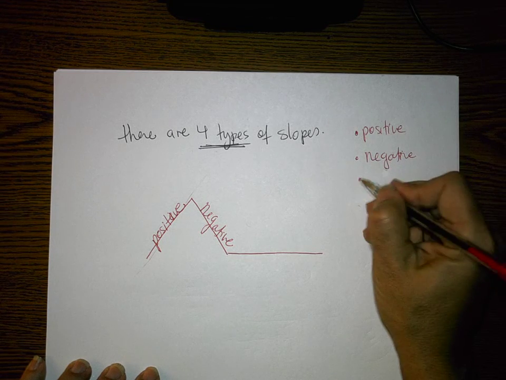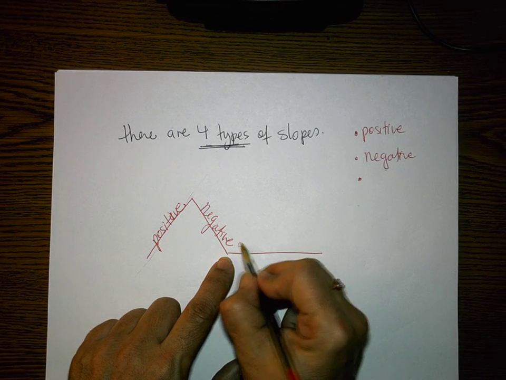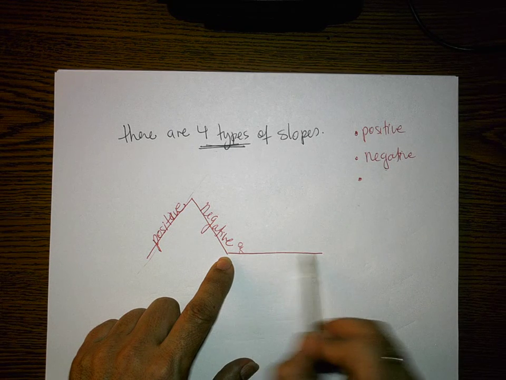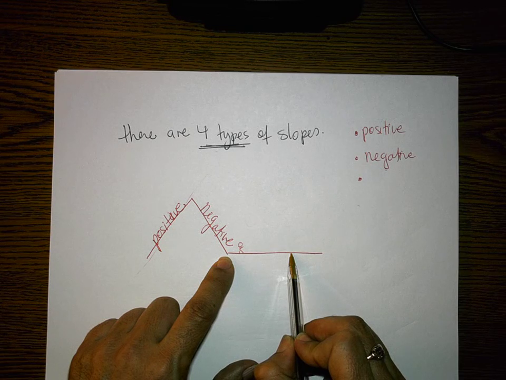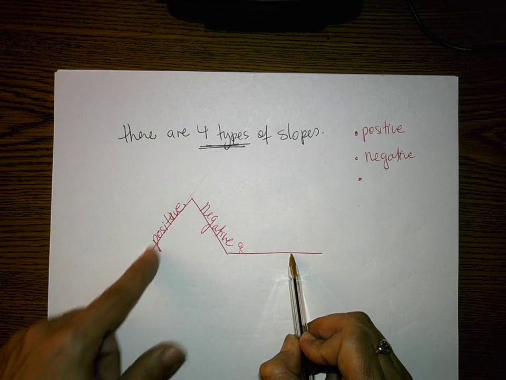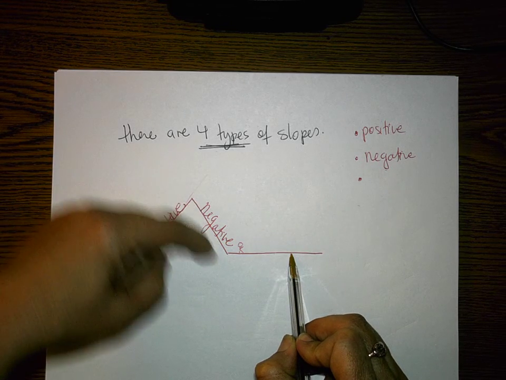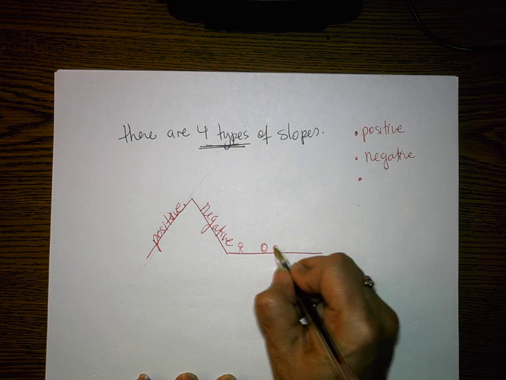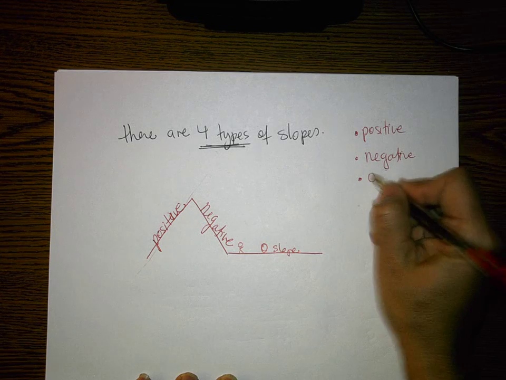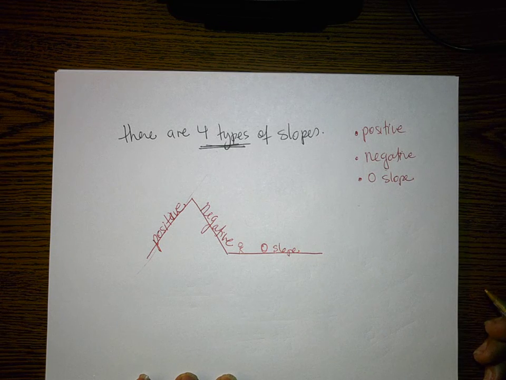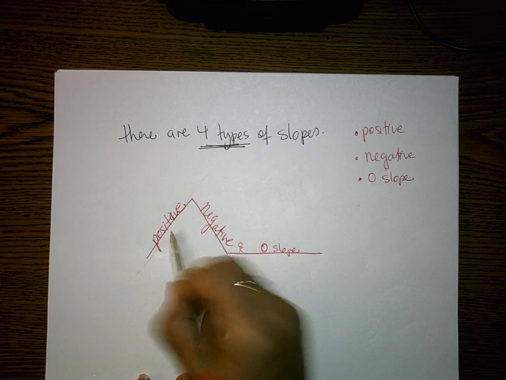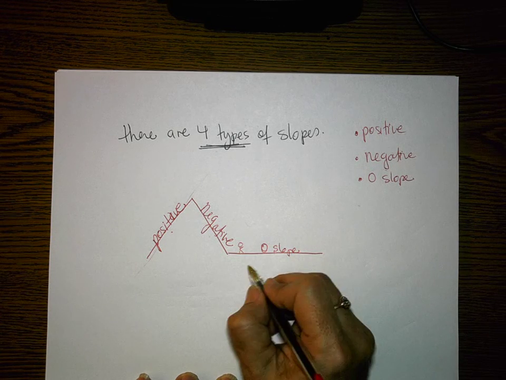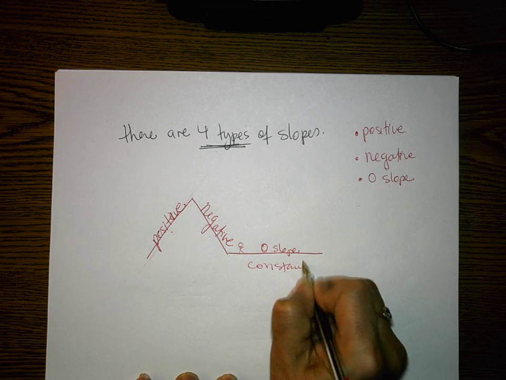And then when you're walking on a horizontal plane, this is a constant. Do you have any steepness there? No. There's a positive steepness going up here. There's a negative steepness coming down. But there is zero steepness here. Zero slope. So we also have the zero slope. Okay, so that's 3 of them. You can have a positive, you can have a negative, and you can have zero slope when you have a constant, like Colton is saying. If you have a constant line, you have a zero slope.